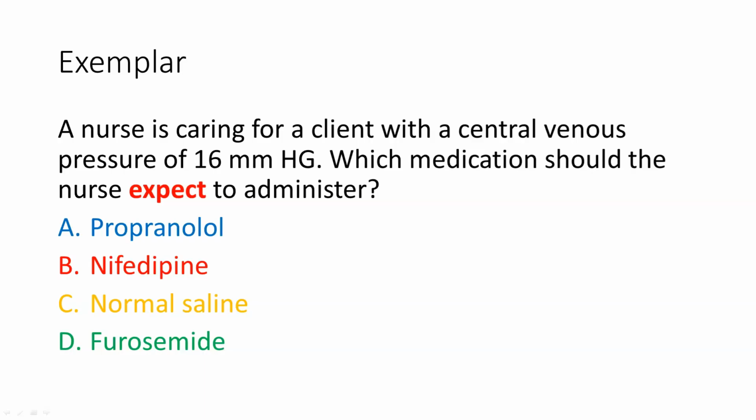A nurse is caring for a client with a central venous pressure of 16. Now, we talked about the central venous pressure briefly, and I gave you some numbers. I said high or low. Low means dry, high means wet. Which medication should the nurse expect to administer? So if I'm wet, what do I expect to administer? Beta blocker, calcium channel blocker, so propranolol, nifedipine, normal saline, or furosemide.